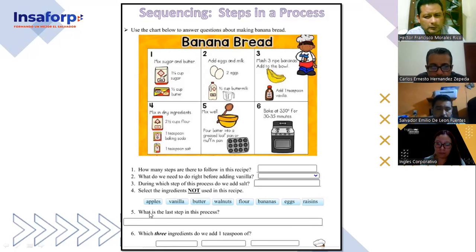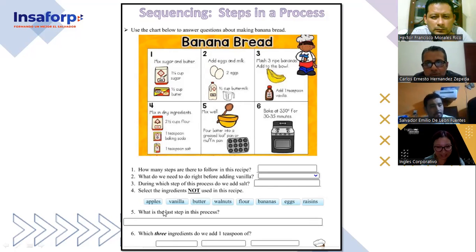Number two, what do we need to do right before adding vanilla? We need to mash three ripe bananas, add to the bowl. Correct. Very good. We need to. Nice. Number three. Okay. During which step of this process do you add salt? It is in step number four. Correct. Yes.